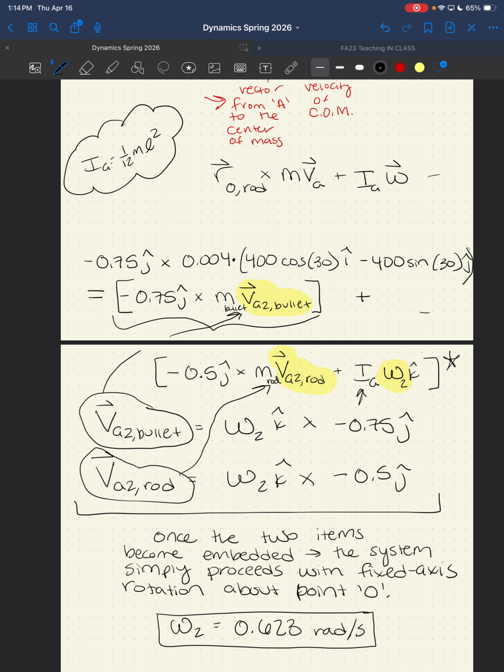Okay, so omega of the panels is really going to be equal to omega telescope minus 0.6 j radians per second.